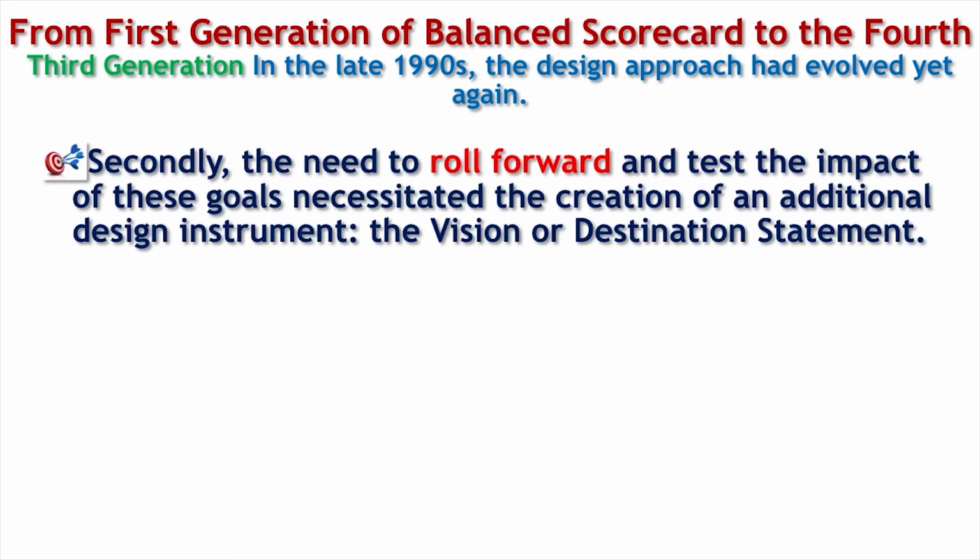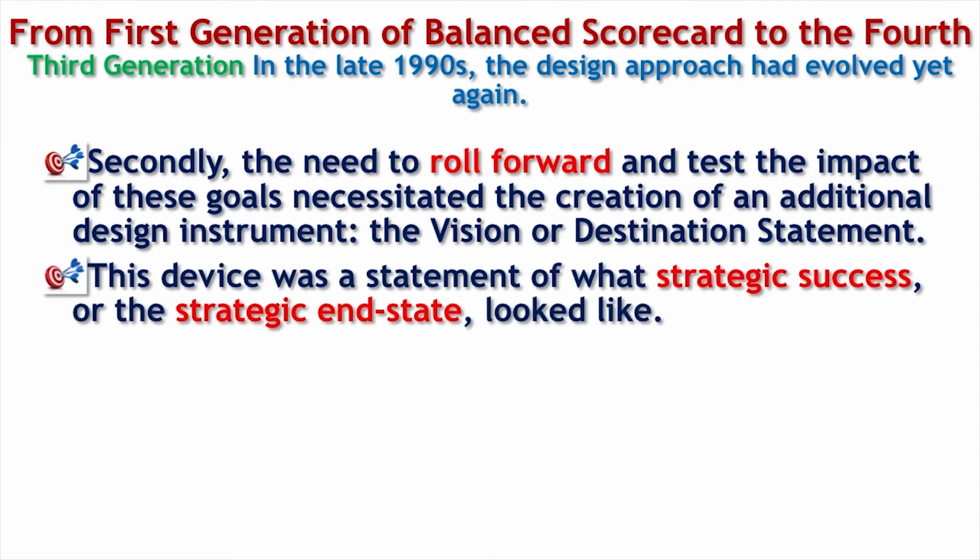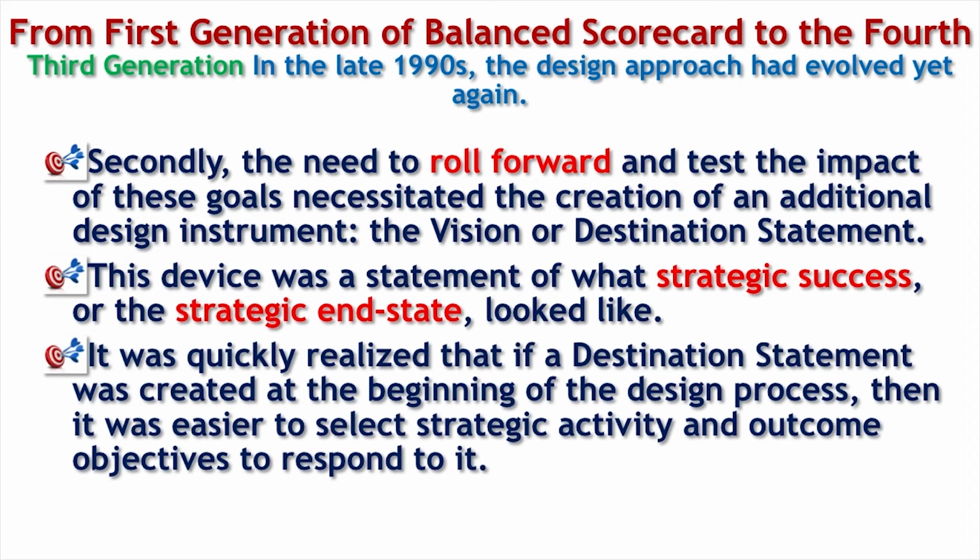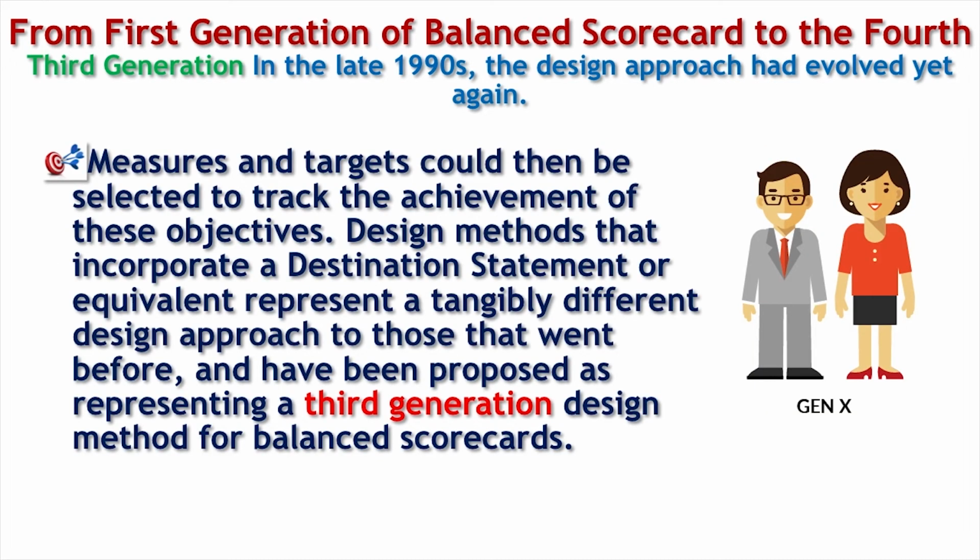Secondly, the need to roll forward and test the impact of these goals necessitated the creation of an additional design instrument, that is, the vision or destination statement. This device was a statement of what strategic success or strategic end state looked like. It was quickly realized that if a strategic destination statement was created at the beginning of the design process, then it was easier to select strategic activity and outcome objectives to respond to it. Measures and targets could then be selected to track the achievement of these objectives.